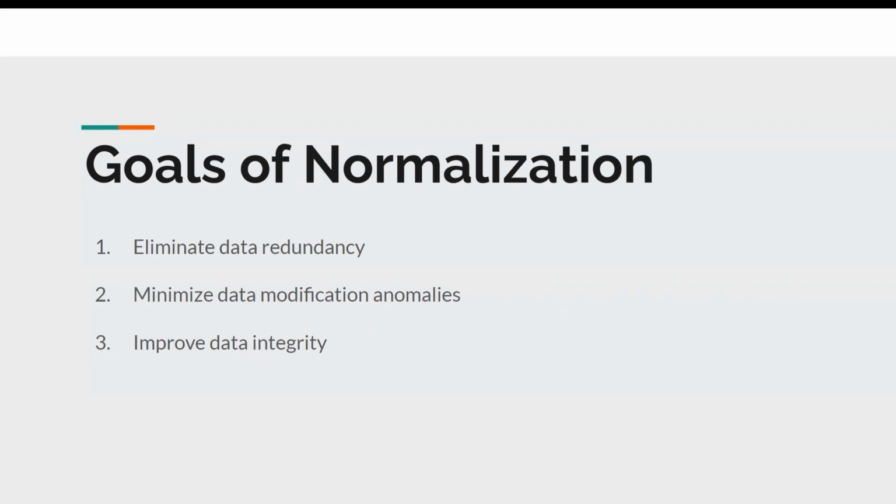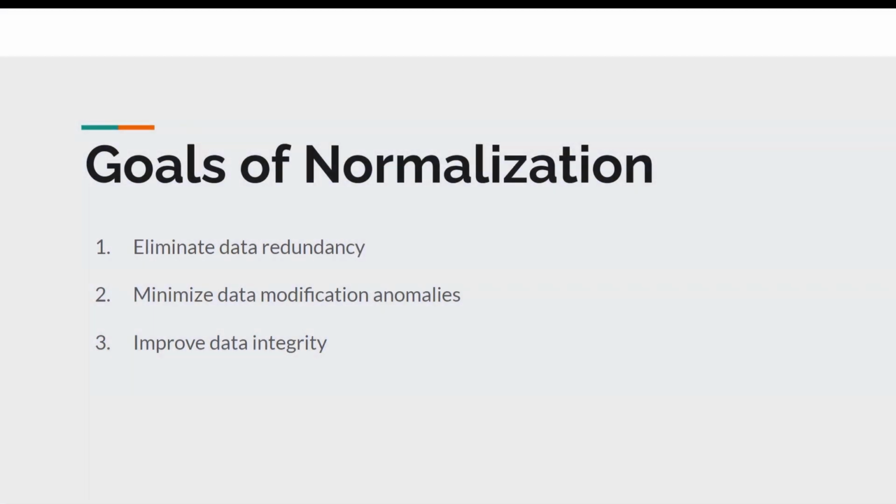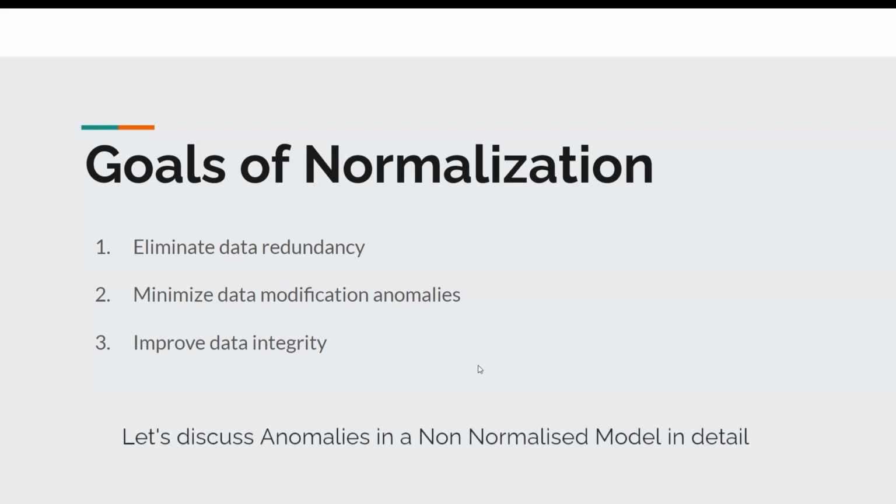Third is improving data integrity. Data integrity ensures that the data in the database is accurate, consistent, and reliable. By organizing the data into well-defined tables and applying normalization rules, data integrity can be improved. And if goals 1 and 2 are met, we can naturally improve the data integrity. So let's discuss the anomalies in a non-normalized model in detail.